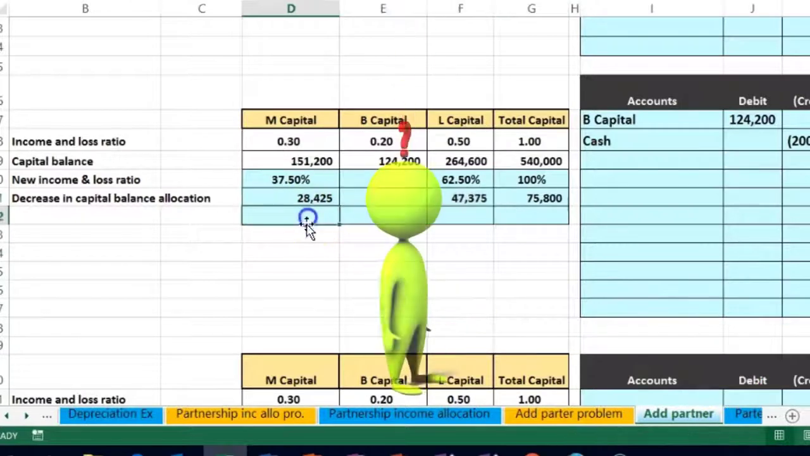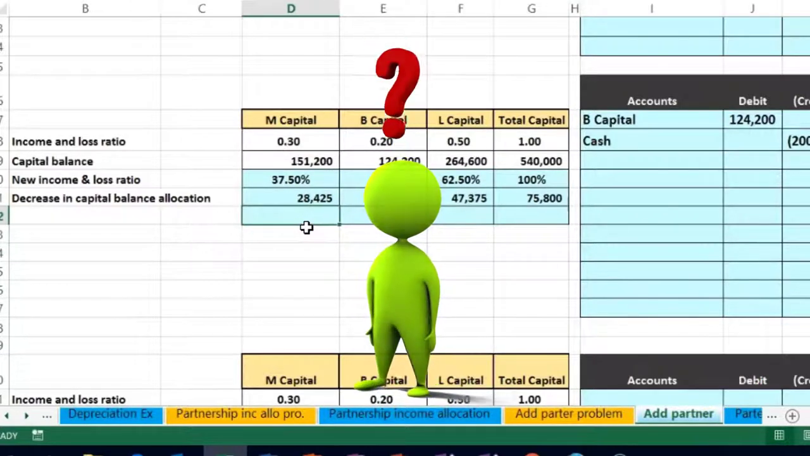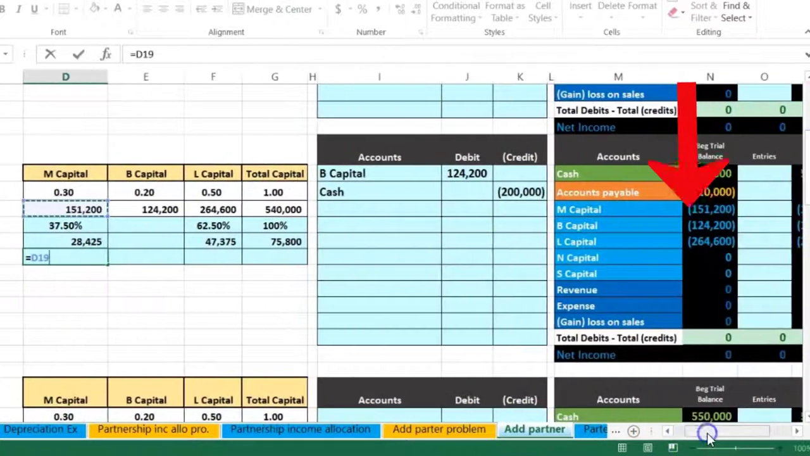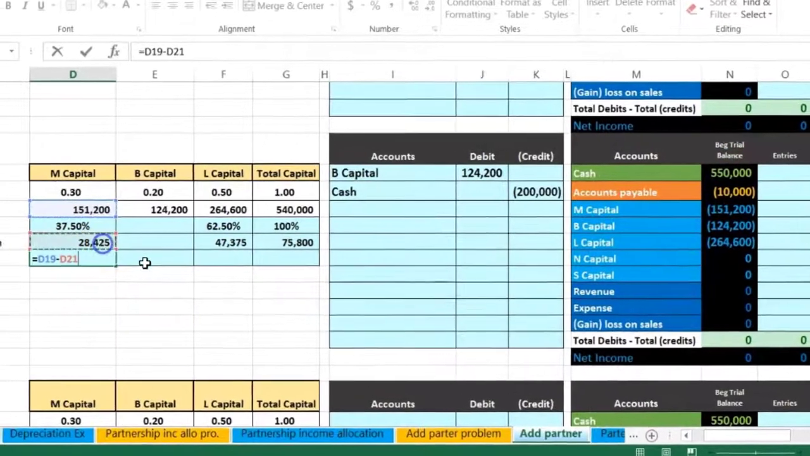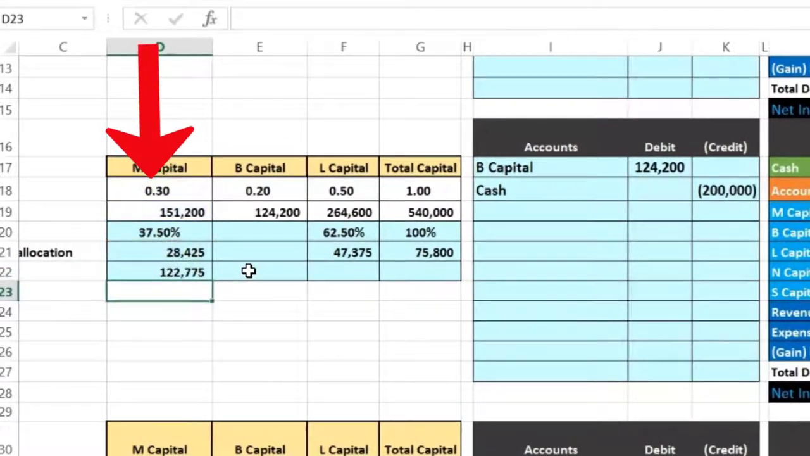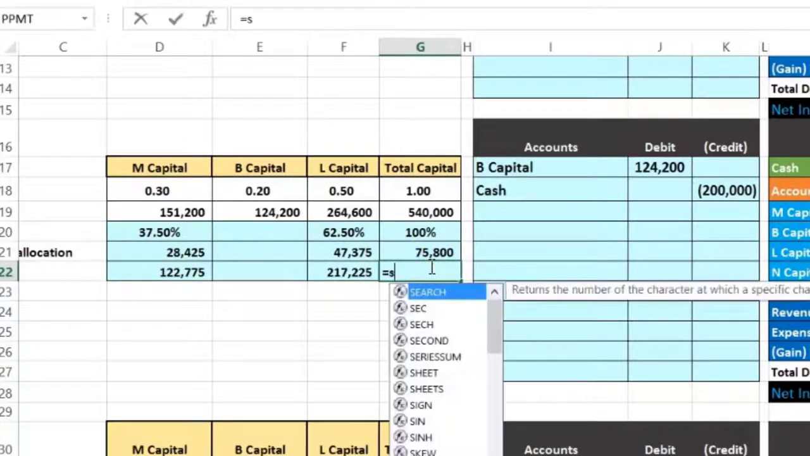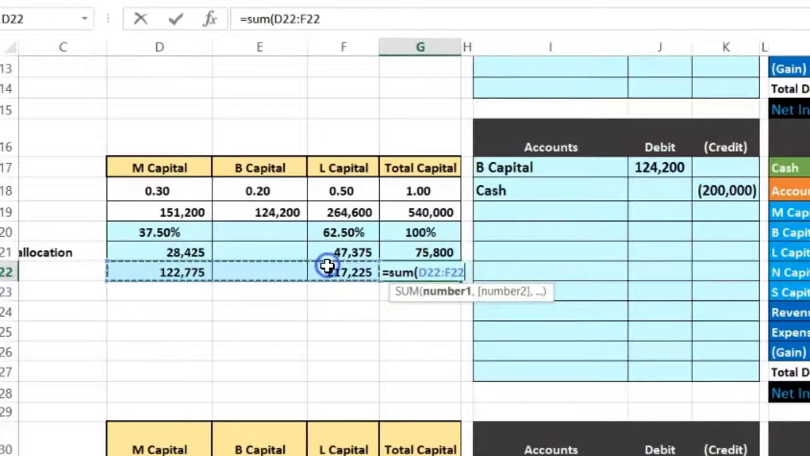So the ending capital account, if we want to think about what should the ending capital account be after this, this is where they started, 151.2, and we could see that over here, 151.2, and then it's going to be reduced by the 28,425, because this is the amount that was paid out in excess over the amount that's in the capital account for B. So we're going to do the same thing here. This equals this minus the 47,375, enter, and therefore that's what the capital account should be at the end. I could sum that up for the total capital account, and there it is.